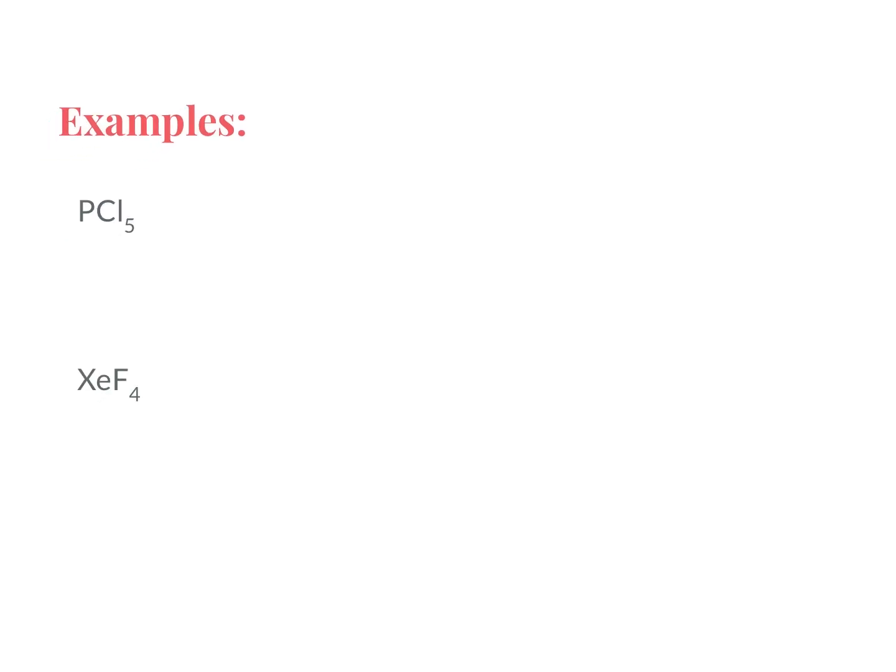Okay, first one is PCl5. How many valence electrons for phosphorus? 5. What about for the chlorine? 7. And how many are there? 5. So how many total for PCl5? 40. Which atom is going to be the central atom? Phosphorus is going to go in the middle. This time you know you're going to break the octet rule, because how many chlorines do you have to add? 5.